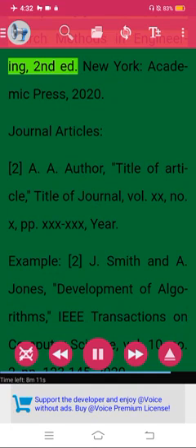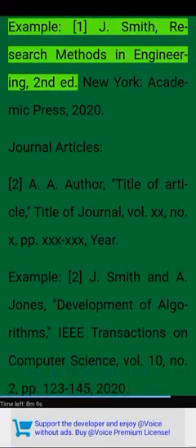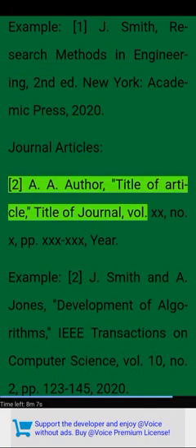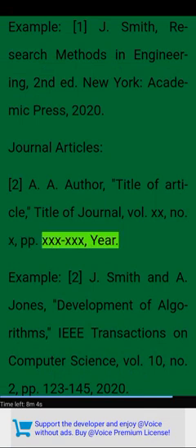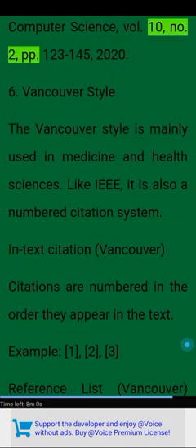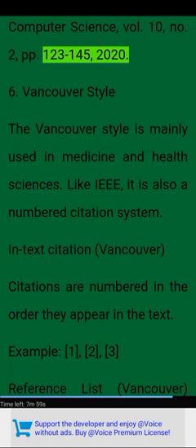Example, 1. J. Smith, Research Methods in Engineering, 2nd ed., New York, Academic Press, 2020. Journal articles: 2. Author, title of article, title of journal, volume XX, no. X, pp. XXXXXX, year. Example, 2. J. Smith and A. Jones, Development of Algorithms, IEEE Transactions on Computer Science, volume 10, number 2, pp. 123 to 145, 2020.